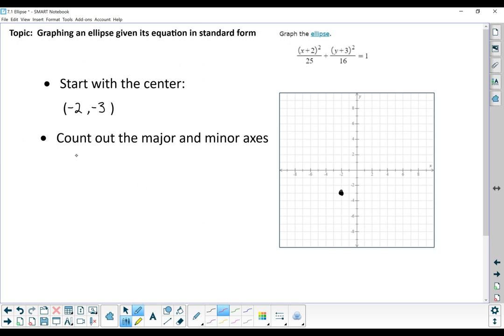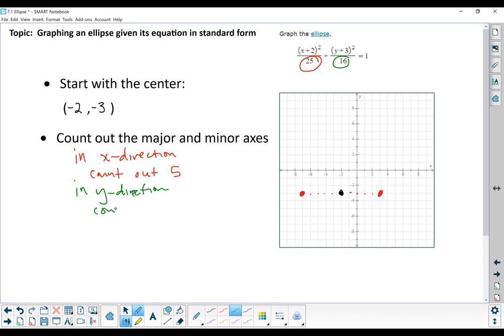In the x direction, we've got that 25, so we're going to count out 5: 1, 2, 3, 4, 5 in each direction. That was in the x direction because the 25 is under the x. Then under the y plus 3 squared, we have a 16. So in the y direction, we're going to count out 4, because that is a 4 squared: 1, 2, 3, 4 in each direction.